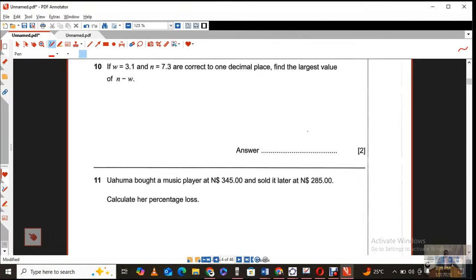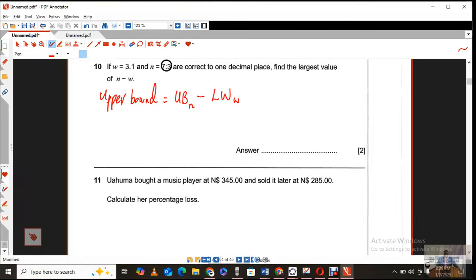Question 10. Now this is a question that deals with limits of accuracy, and it's important that you understand that this is already some sort of limit there. So you're not going to do any rounding in your answer. They are saying you're supposed to subtract. So whenever you want to find the largest value, in this case, what that means is the upper bound. And the way you calculate the upper bound is you take the upper bound of the number n and you subtract the lower bound of the number w.